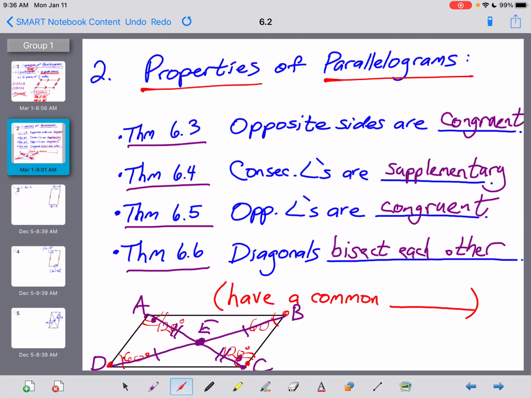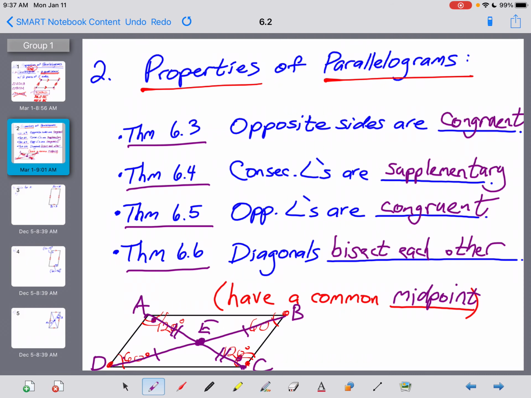Now, the other thing I wanted you guys to see right underneath that is that the two diagonals have a common midpoint. Point E is the midpoint of diagonal AC, and it's also the midpoint of diagonal DB. So that's what it means for two diagonals in a parallelogram to bisect each other. They have the same midpoint.